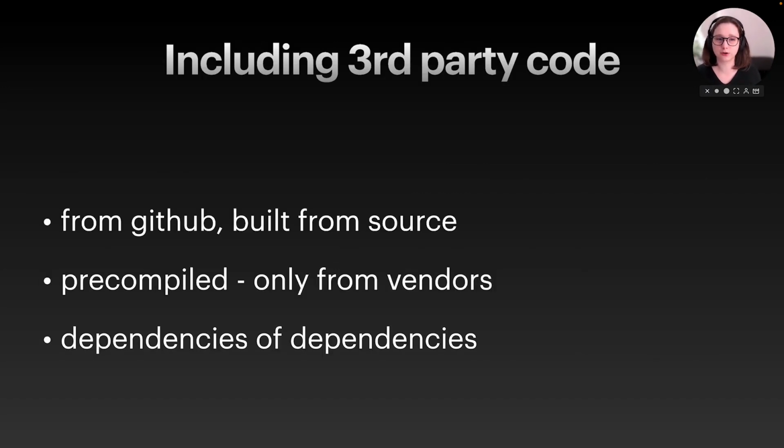When we include third-party code, we have a few options. We can use open source libraries, usually from GitHub. Then it gets built from source as a dynamic or a static library and linked against in our app. We can use precompiled binary libraries that are usually provided by bigger vendors that don't want to share their code open source. And also, when we include any library, it can have other dependencies that it brings along that we're not necessarily directly aware of because we're not including them ourselves.